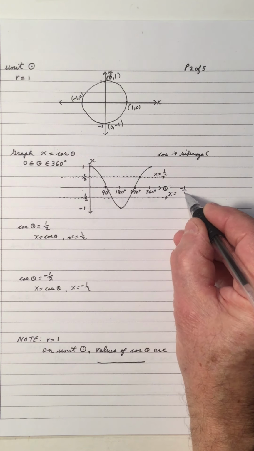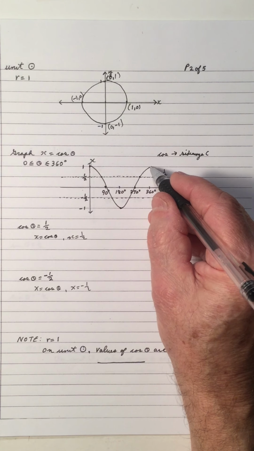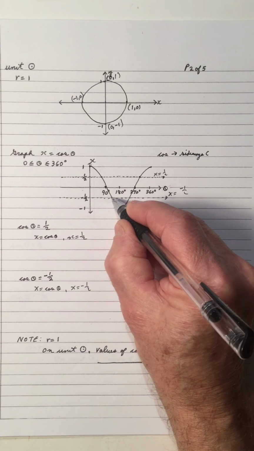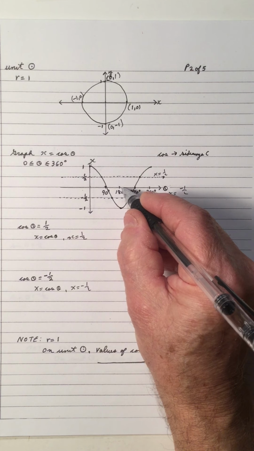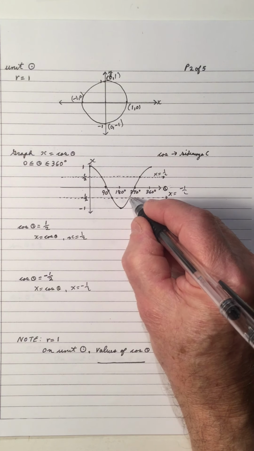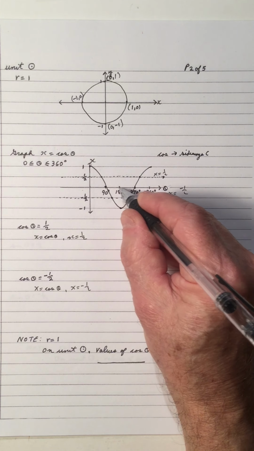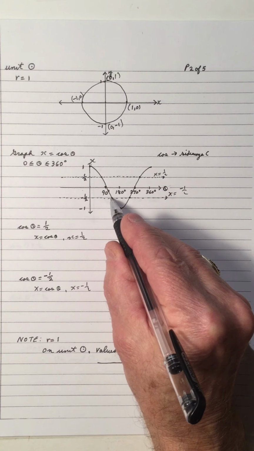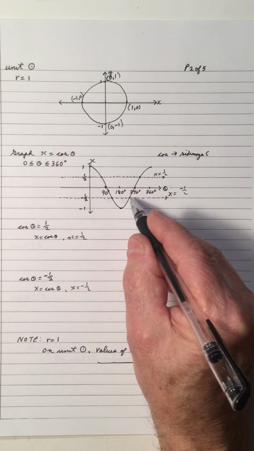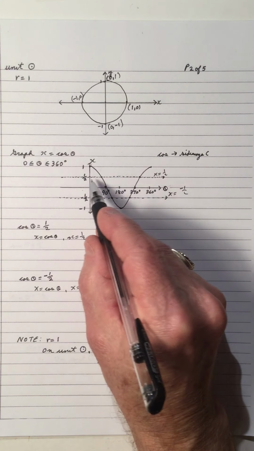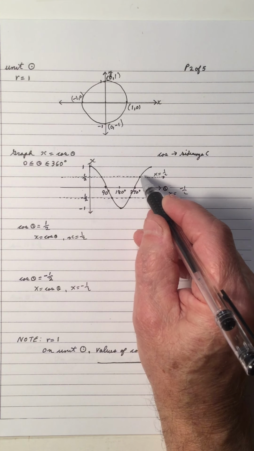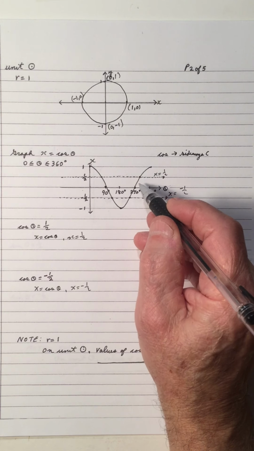And notice that the cos graph and x equals negative a half intersect here between 90 and 180, and they intersect here between 180 and 270. So x is negative between 90 and 180, and between 180 and 270. X is positive before 90 in the first quadrant and in the fourth quadrant after 270.